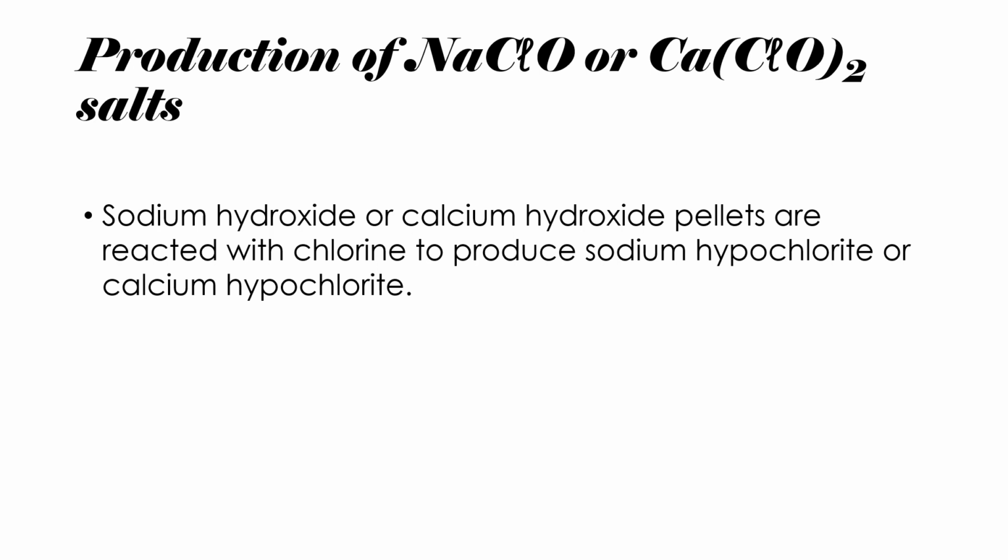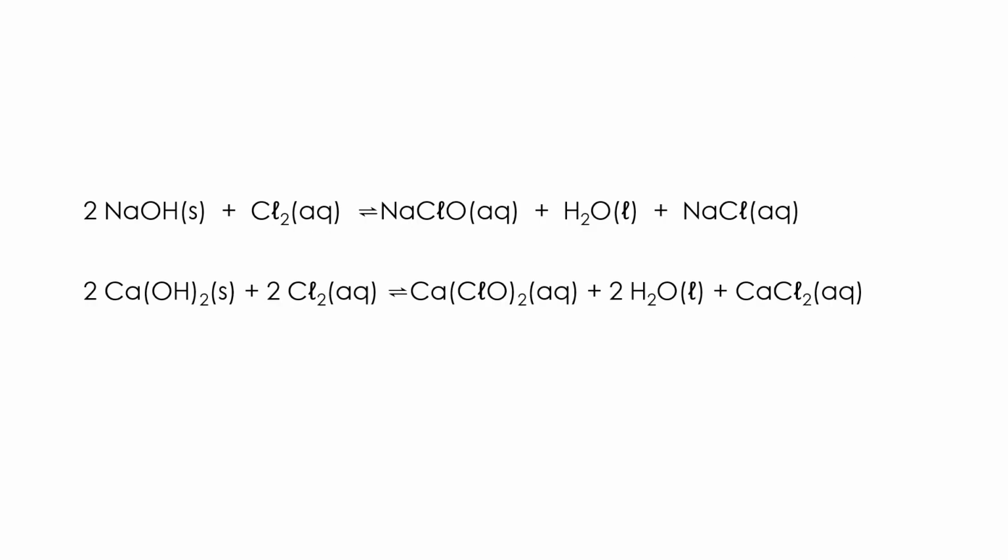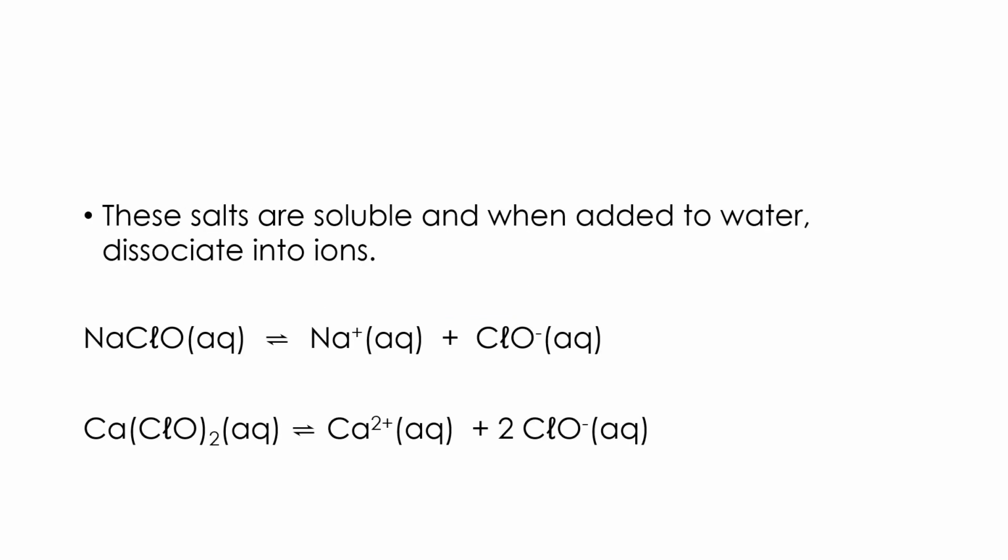So what happens to make the sodium hypochlorite and the calcium hypochlorite is that you basically add sodium hydroxide or calcium hydroxide pellets to chlorine, and that makes the salt. And here's the equation. Sodium hydroxide plus chlorine gives sodium hypochlorite, and calcium hydroxide plus chlorine gives calcium hypochlorite. So these are the active agents.